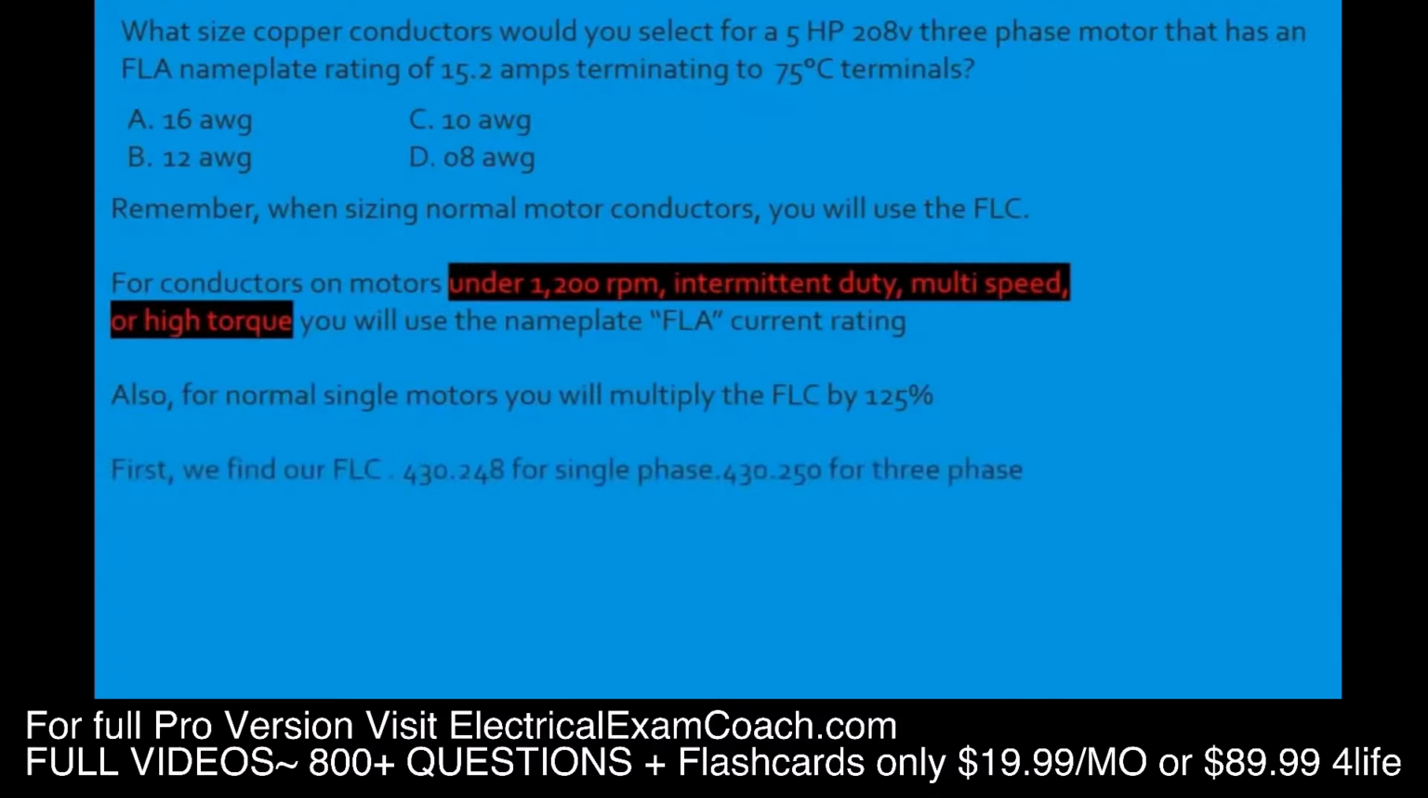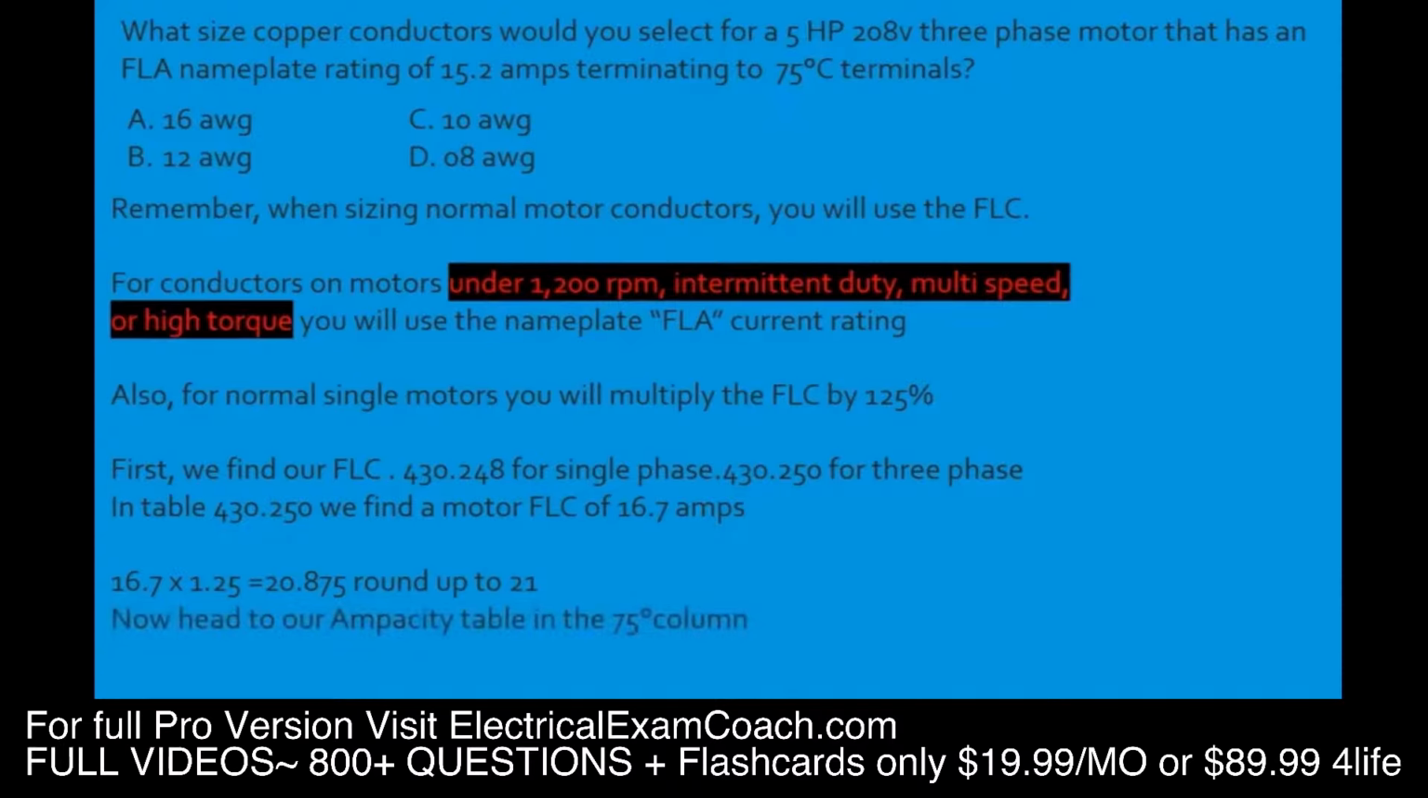We're going to head to our respective table. In this case, it's 3-phase, so we're going to go to 430.250. Starting on the left-hand side, we're going to come down and tee off with our voltage, which is 208 volts, and we're going to find that the motor FLC for this motor is 16.7 amps. Now we take that 16.7 amps and multiply it by 1.25. That's going to give us a new amperage of 20.875 amps, and we're going to round up to 21.